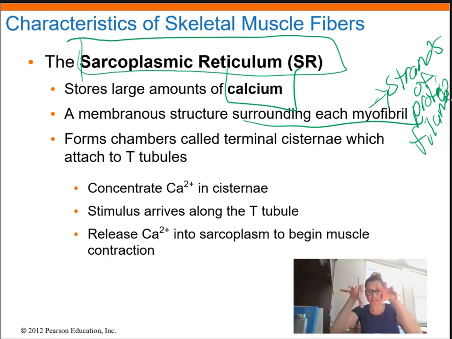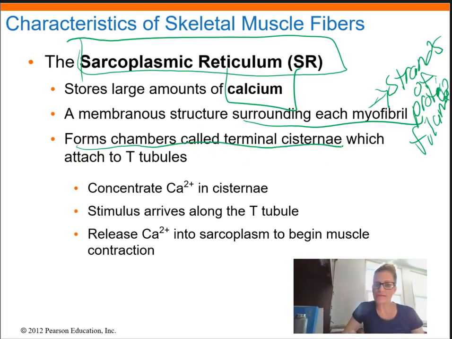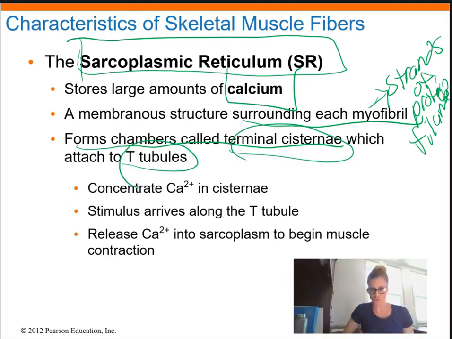So the sarcoplasmic reticulum kind of wraps around these myofibrils. It wraps around these proteins. And it forms little chambers that are called terminal cisterna. And these terminal cisterna are going to attach to the T-tubule.